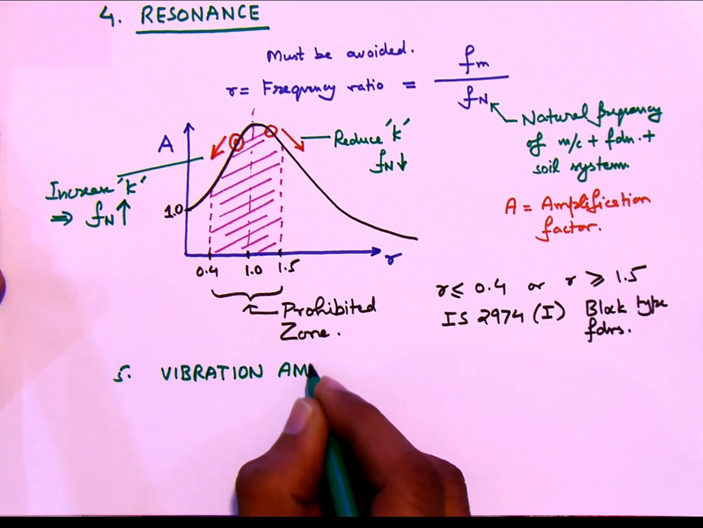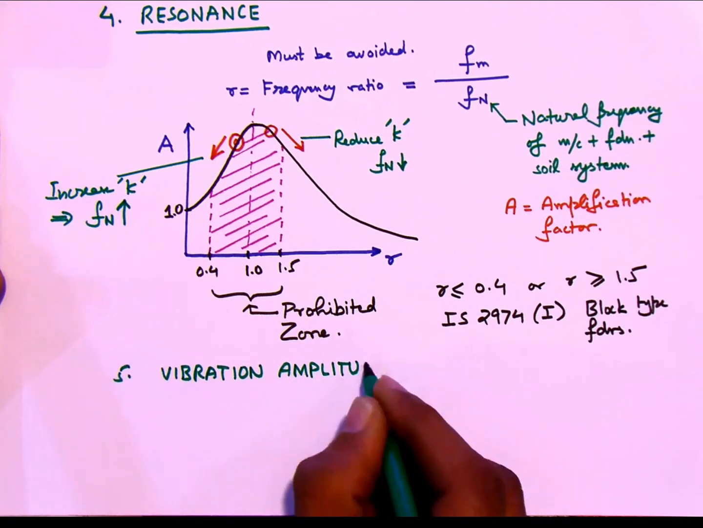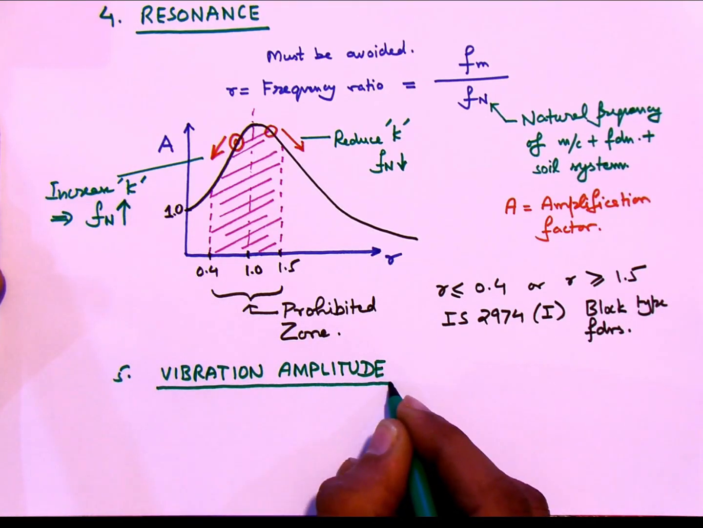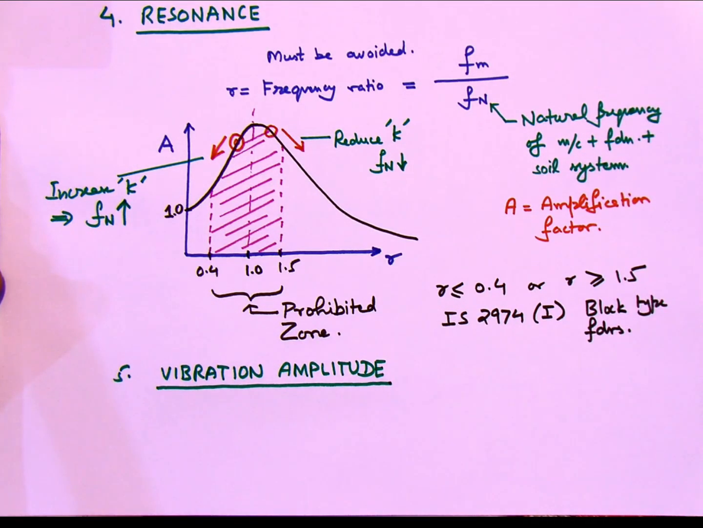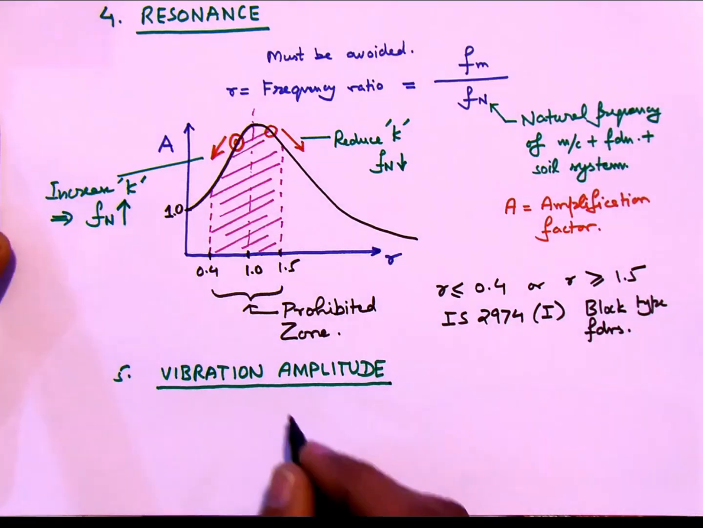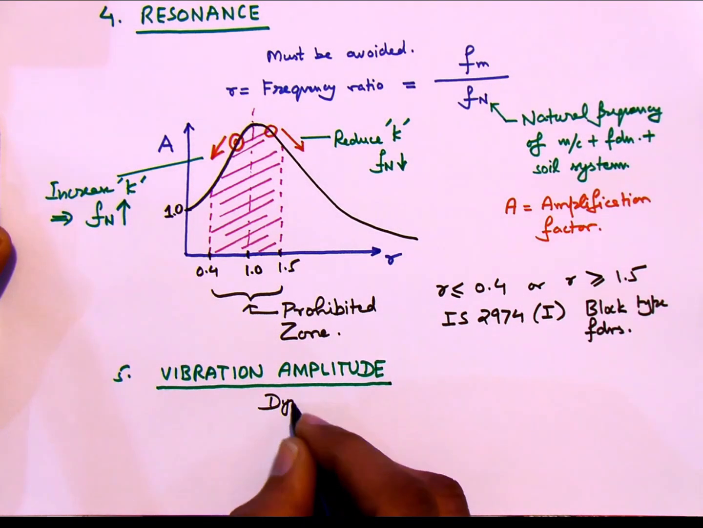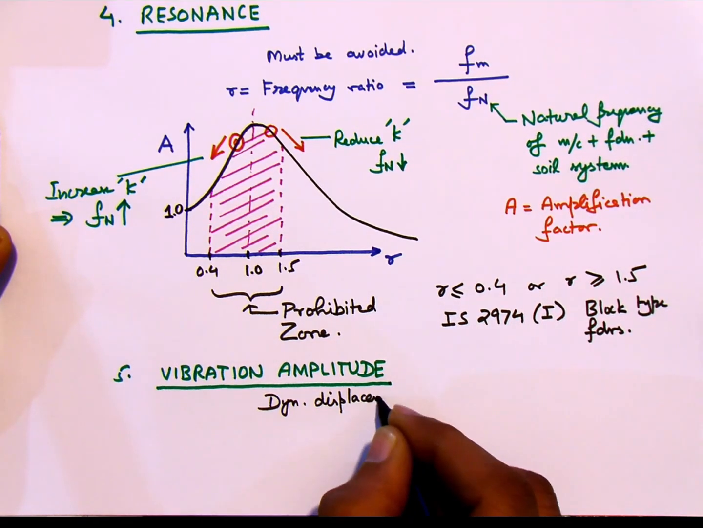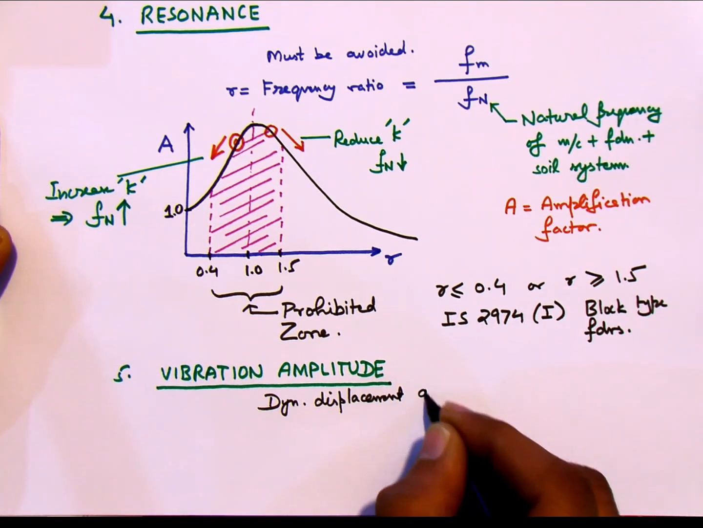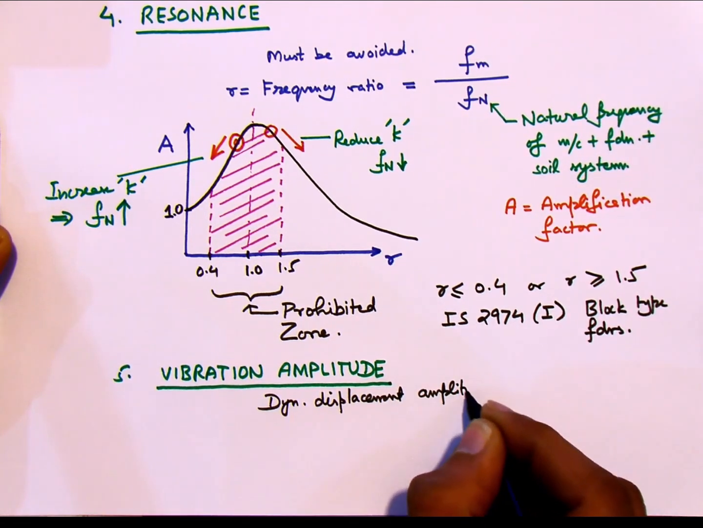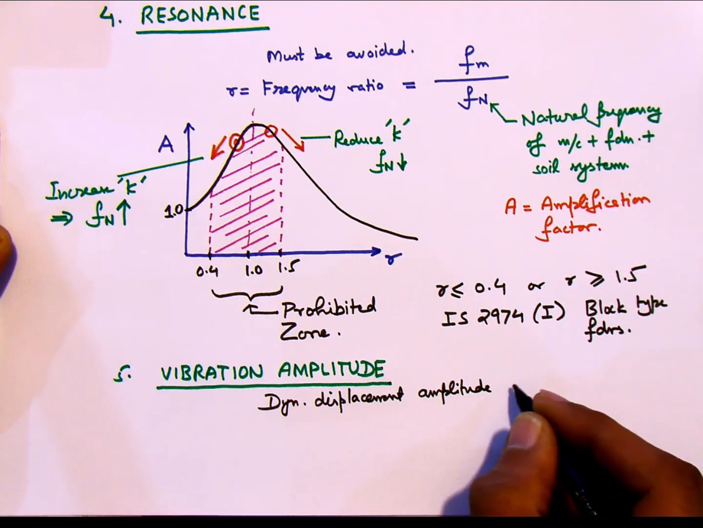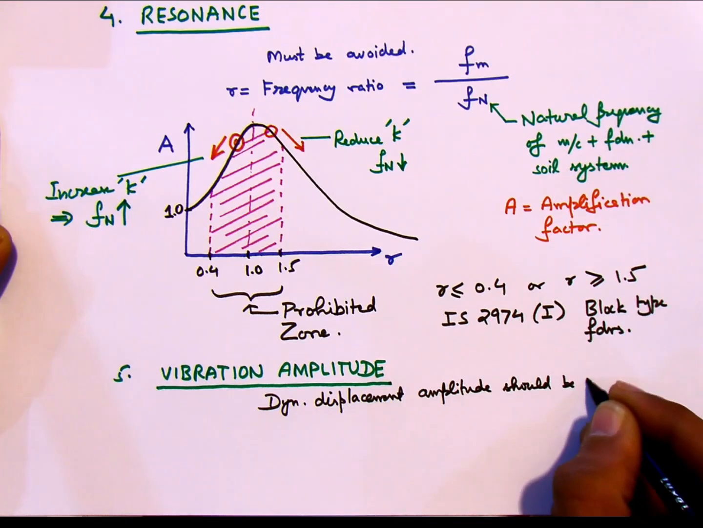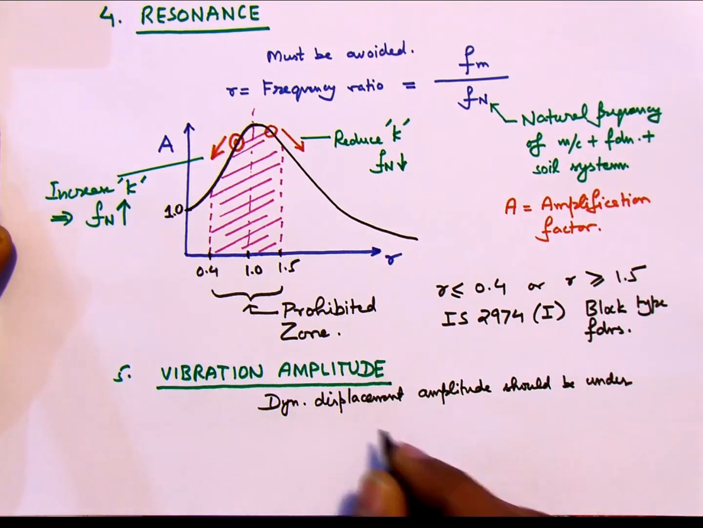The next important consideration for the structural engineer is to limit the amplitude of vibrations. Because the machine is continuously vibrating, it induces vibrations in the surrounding floor and also the various components of the building structure. There is a limit on the maximum amplitude of the displacement, and this must be satisfied.